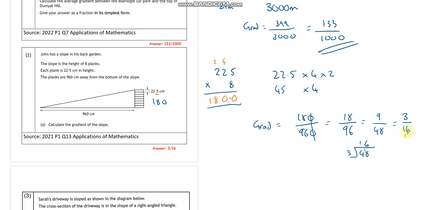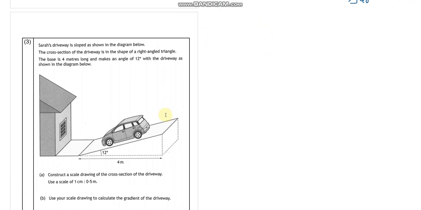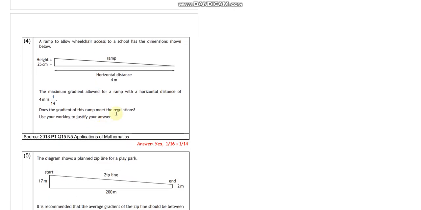And that looks about as far as we can go, isn't it? 3 only divides by 3. 16 divided by 3? Nope. 6 plus 1 is 7. 7's not in the 3 times table, so we can just leave it. It's 3 over 16. So you see, these are nice little questions. Actually, you're given the equation. You know, it's good. This is a scale drawing, so I'm going to leave the scale drawing one. I'll do it in a separate section.